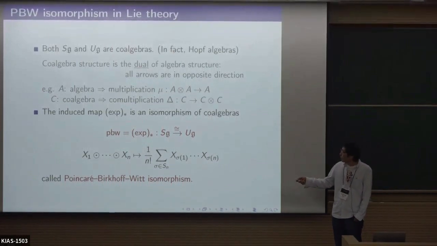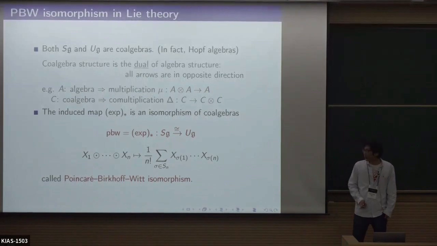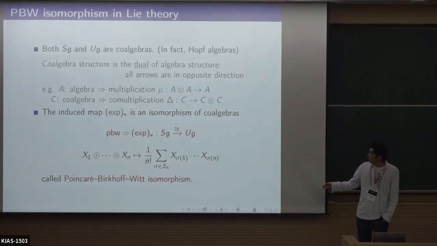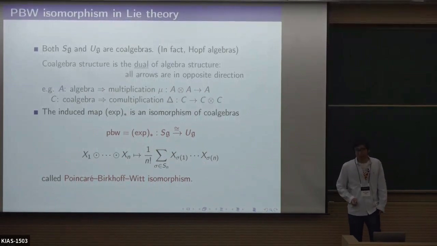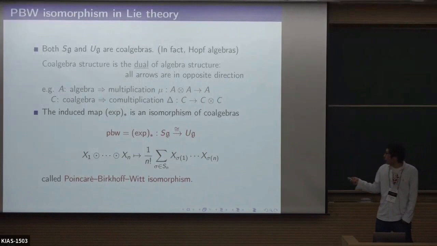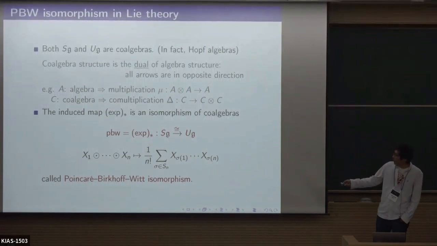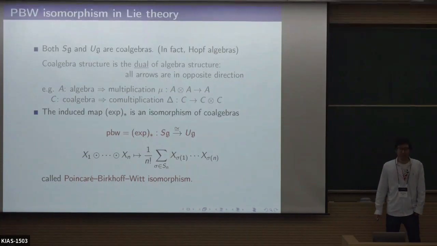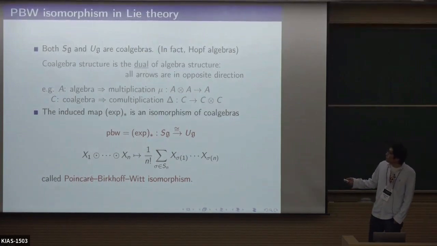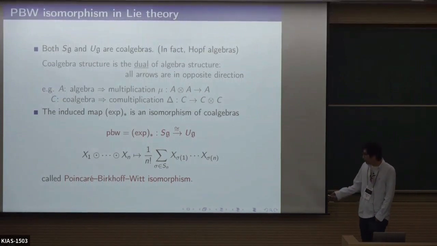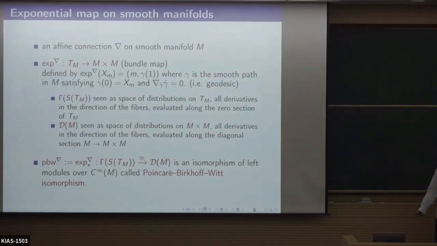Anyway, the induced map was an isomorphism, and this isomorphism, in fact, is an isomorphism of coalgebras, so they preserve coalgebra structures, and we are going to call this PBW, which stands for Poincaré-Birkhoff-Witt map. This map turns out to be just a symmetrization map. One remark I may make is that this map does not preserve the associative algebra structure. Of course, this is commutative and this is non-commutative, so they cannot be isomorphic as associative algebras. This is about the PBW isomorphism, which can be thought of as the infinite jet of the exponential map in Lie theory.